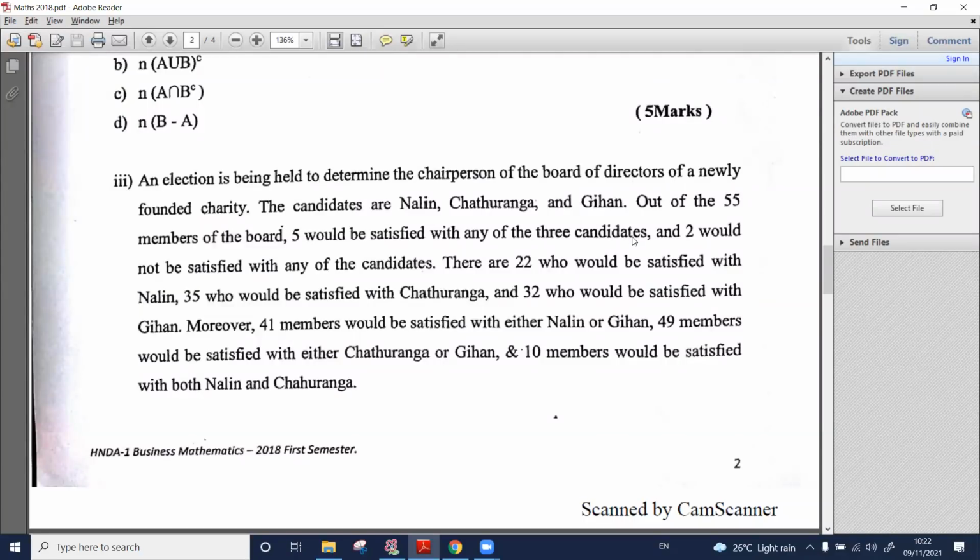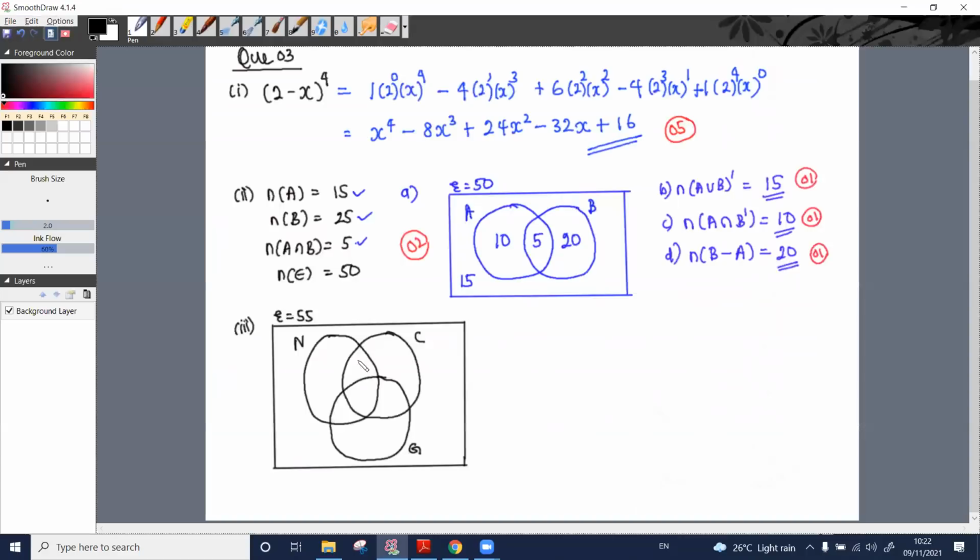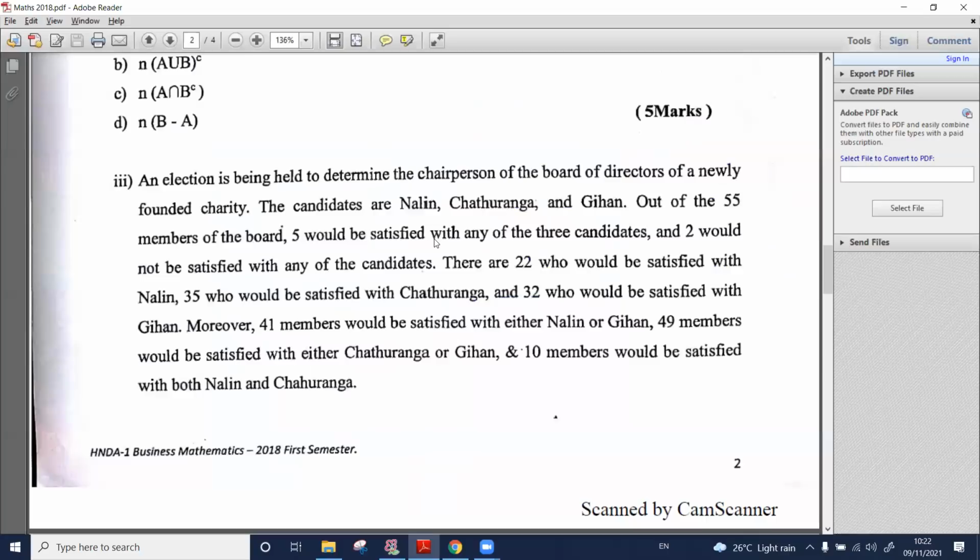5 would be satisfied with any of the 3 candidates. Any of the 3. Where can we put that 5? The area common to all these 3 representatives. 5. And 2 would not be satisfied with any of the candidates.